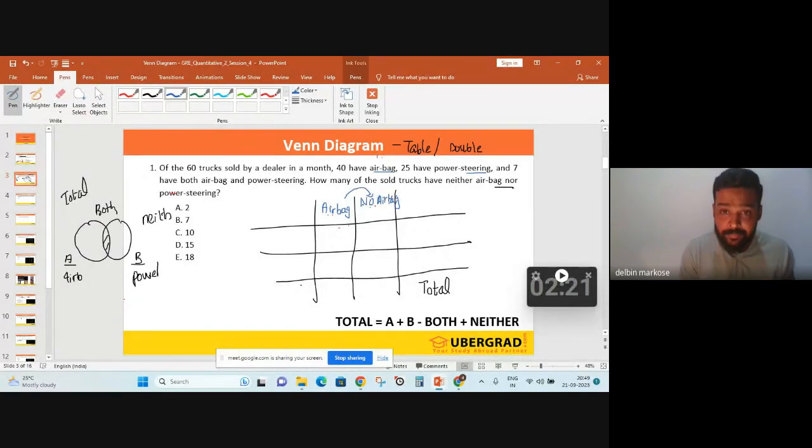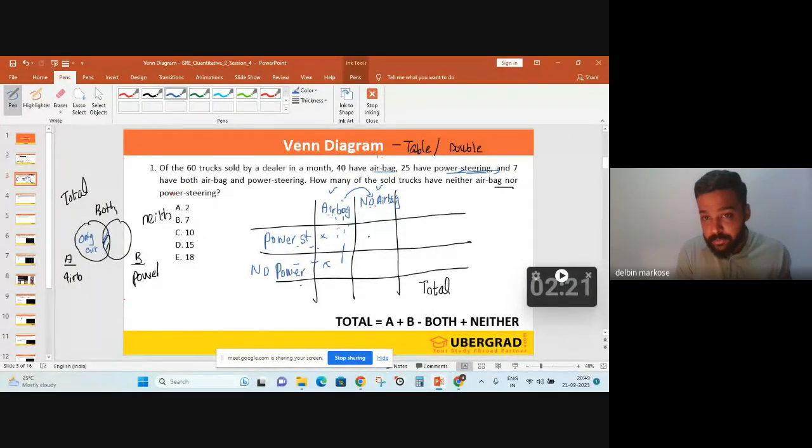Okay. And if you write power steering, make sure that it's no power steering. We've done this category. What about here? The total number of power steering. Then I can say no power steering. So what about this column? They're saying the total number of cars who got airbag also, power steering also. It's both region. What about here? If I look at here, the total number of cars who got airbag, no power steering. So I can say only airbag.